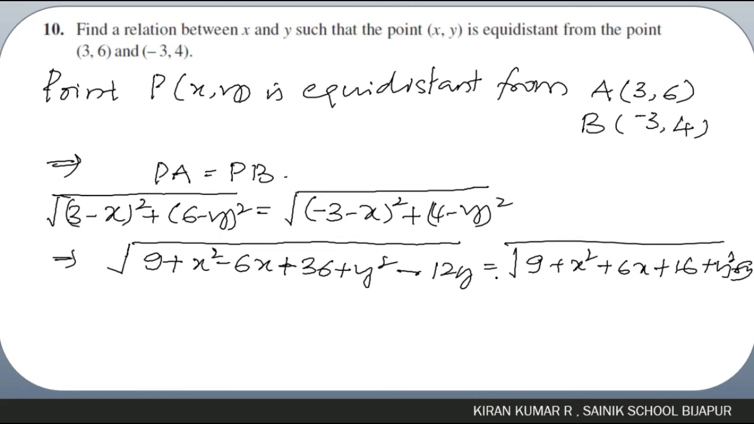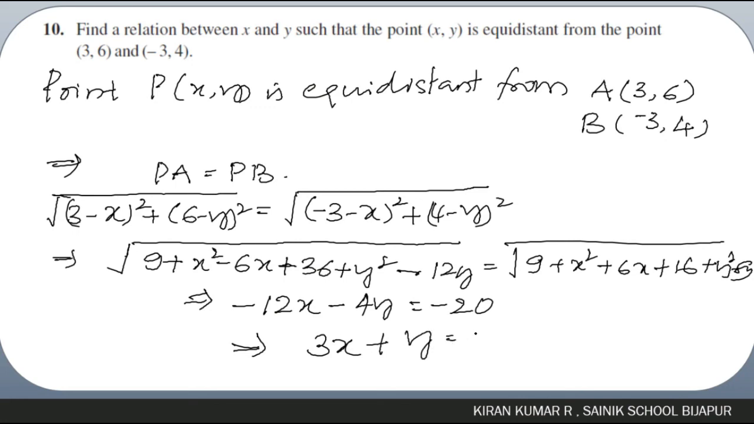Take a square on both the sides. Here x square and y square both get cancelled. What will be left out will be negative 12x minus 4y equal to negative 20. We can divide throughout by negative 4. We get positive 3x plus y equal to 5. This will be the relation between x and y. It forms a linear equation, 3x plus y is equal to 5.